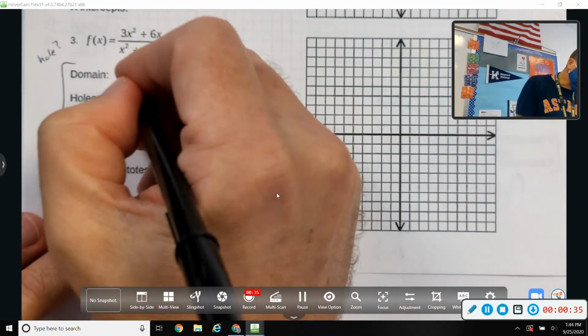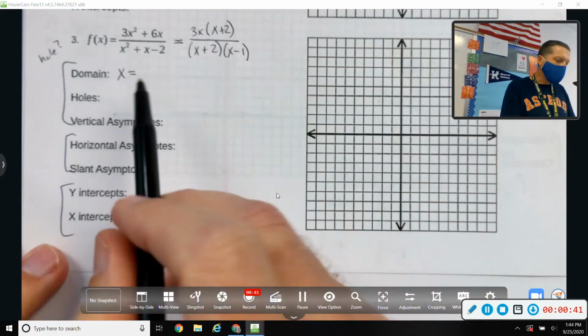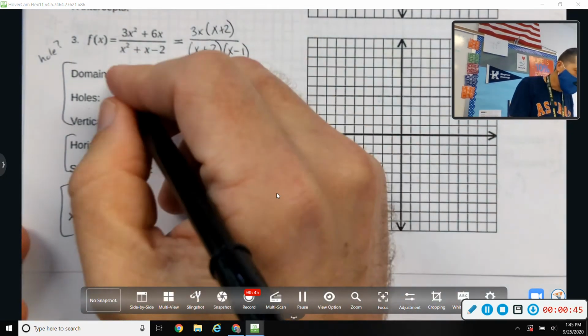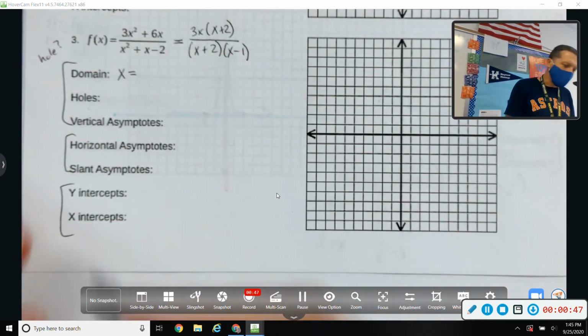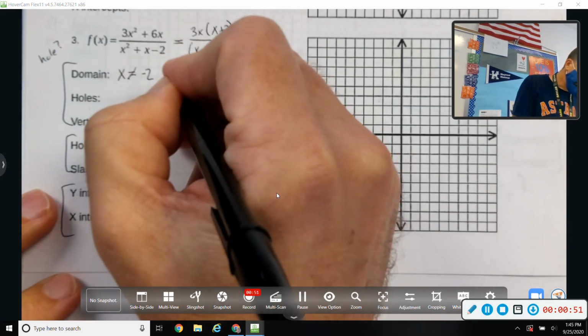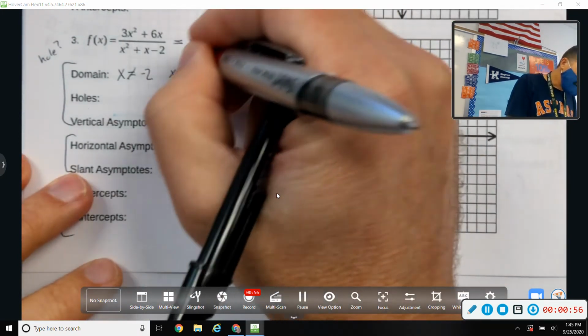But don't consider the hole until you get to it in the process. Some people marked out the x plus 2's and they forget to include it in the domain because they marked it out. So we ask these in the order we do for a reason, to help you out. So x can't be negative 2, x can't be 1, and sure enough, negative 2 is a hole.